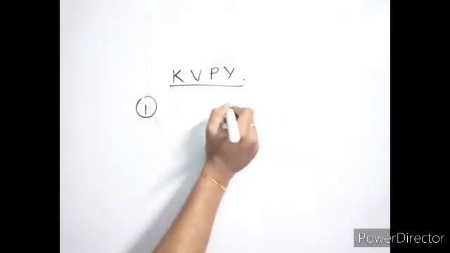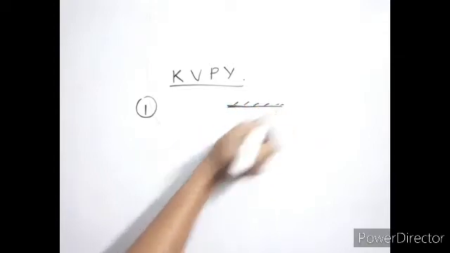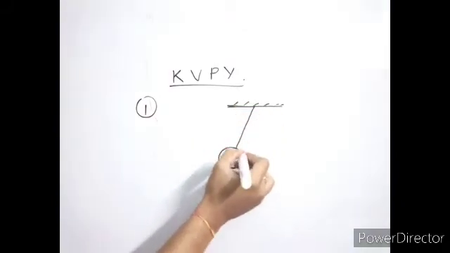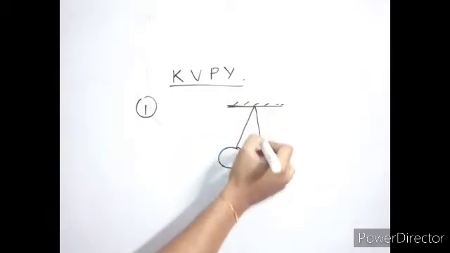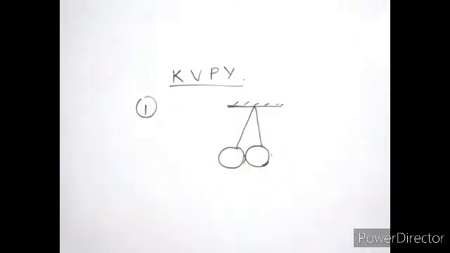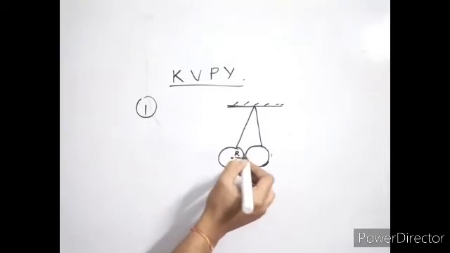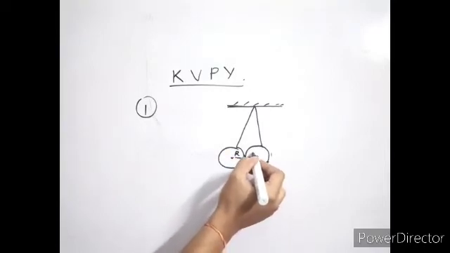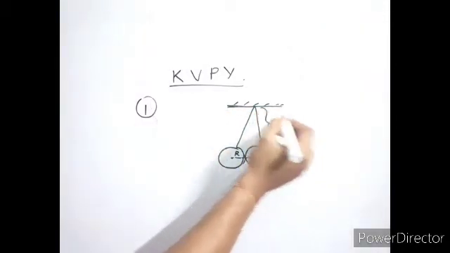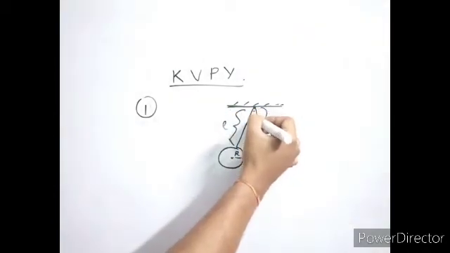So the first problem: we have a rigid support, and from that rigid support, two masses are suspended such that they have different masses. The radius of those spherical masses is the same, let's take it as capital R for each, and the length of the string from which they are suspended from a common point, let that be L as well.